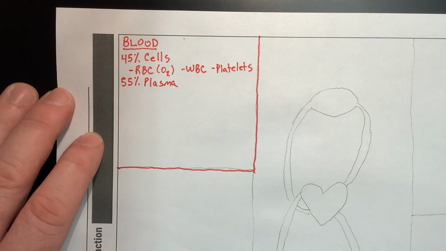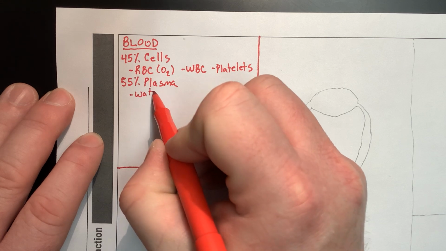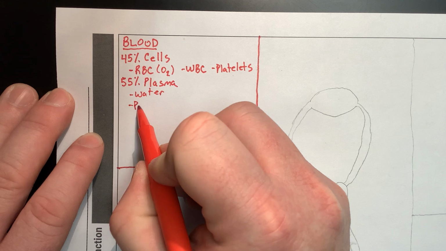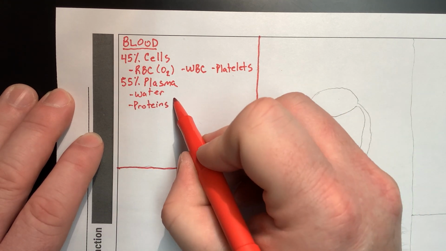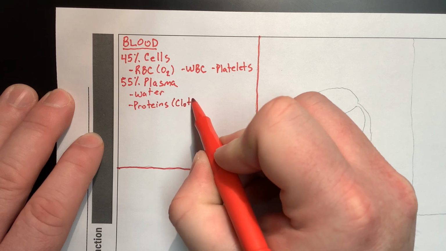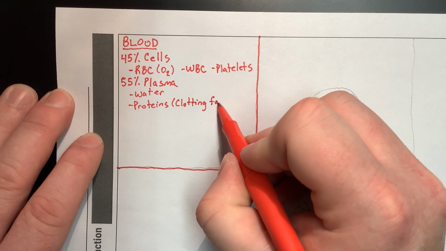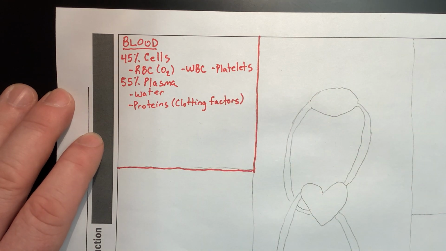And what's in plasma? Well, plasma is mostly water, but also you can find proteins in plasma. An example of proteins would be clotting factors. Clotting is when your blood kind of coagulates or forms clumps to stop bleeding from happening. We'll talk more about that later.